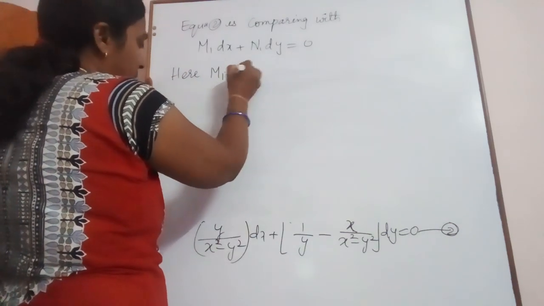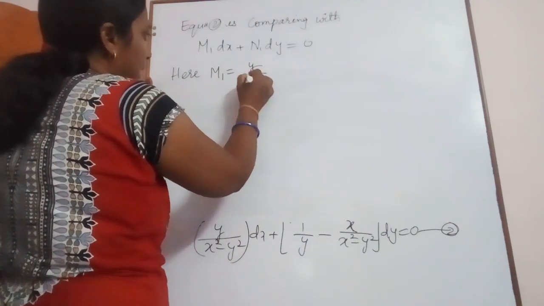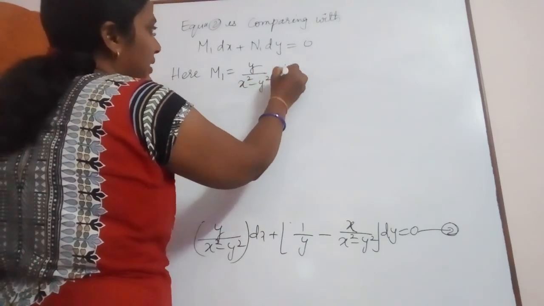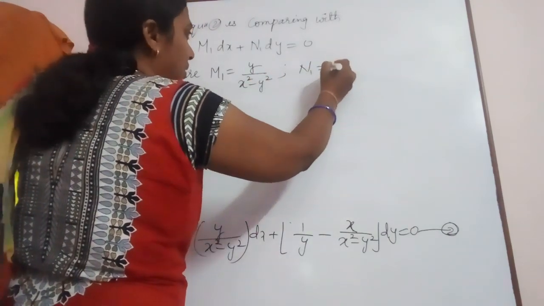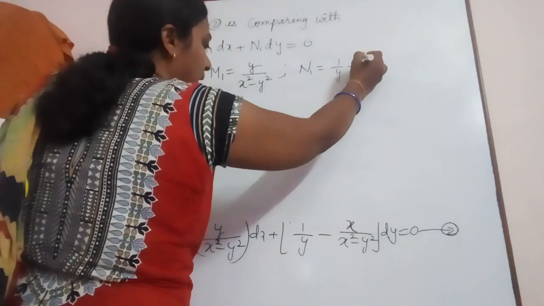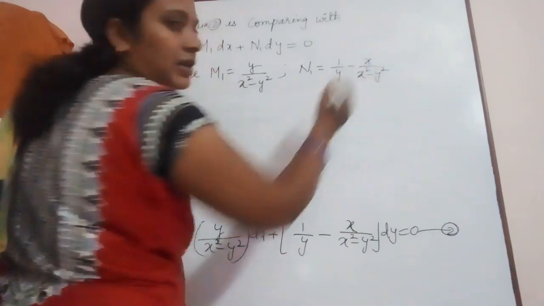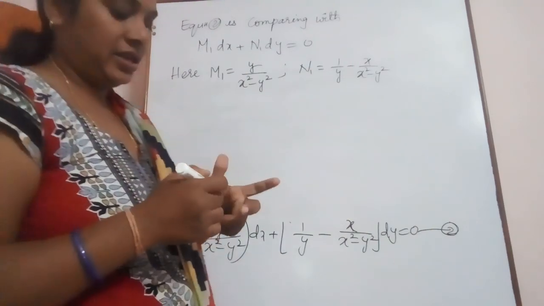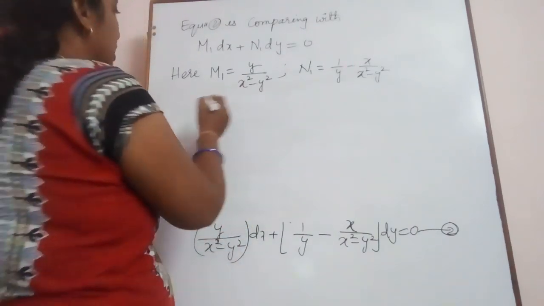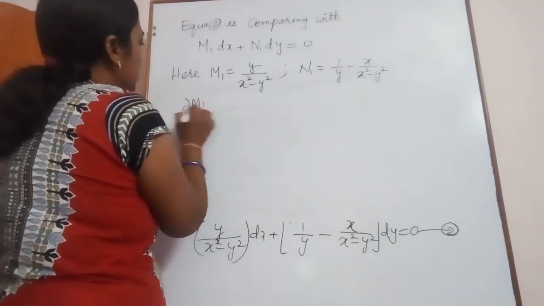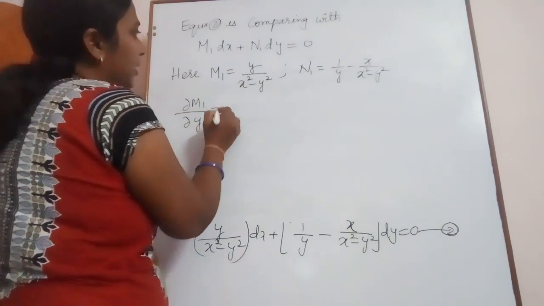Here M1 is equal to y by x square minus y square, N1 is equal to 1 by y minus x by x square minus y square. Here we can check, is it exact or not? That is, M1 function is differentiating with respect to y.